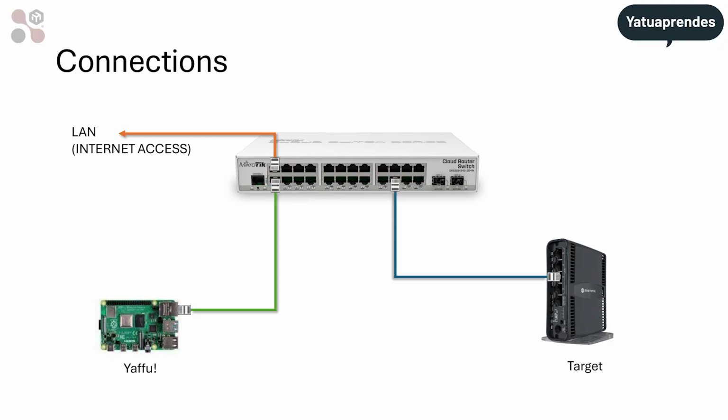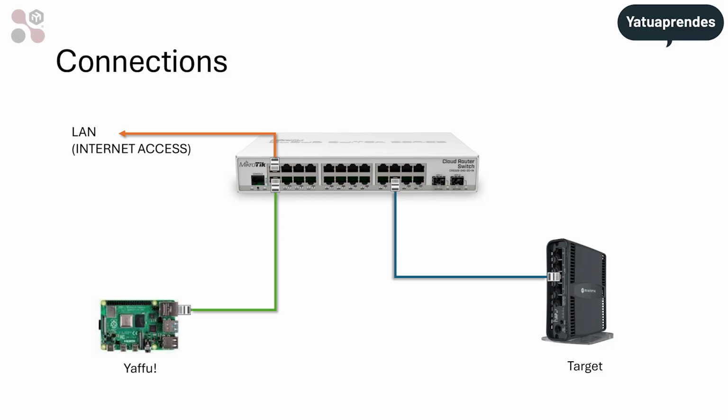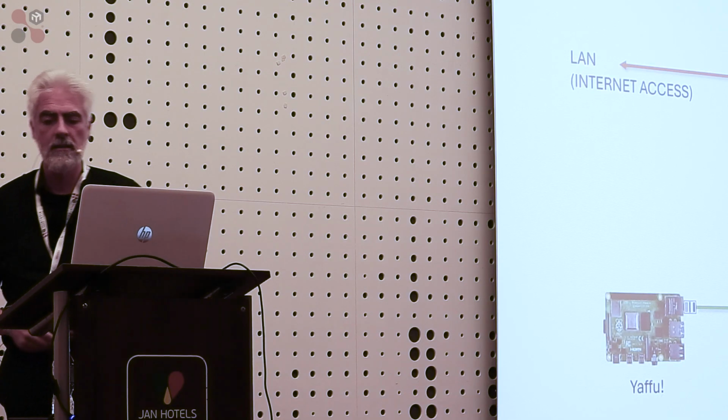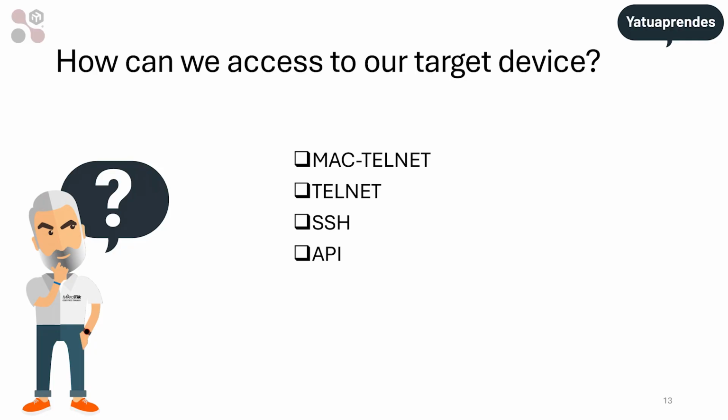Connections desired. Okay, you have our MikroTik device. We need one port to LAN to have internet access. We have our device, we have our target device. And this is what we want to achieve. How can we access our target device?